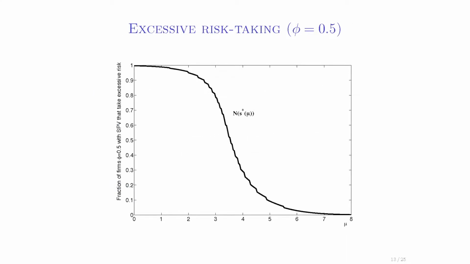Let's imagine a bank that has a reputation of 0.5 and is good. These are the probabilities of taking excessive risk. When mu is low, it's very likely that those banks take excessive risk. When mu is high, it's very unlikely. It's very likely that they're going to play optimally.